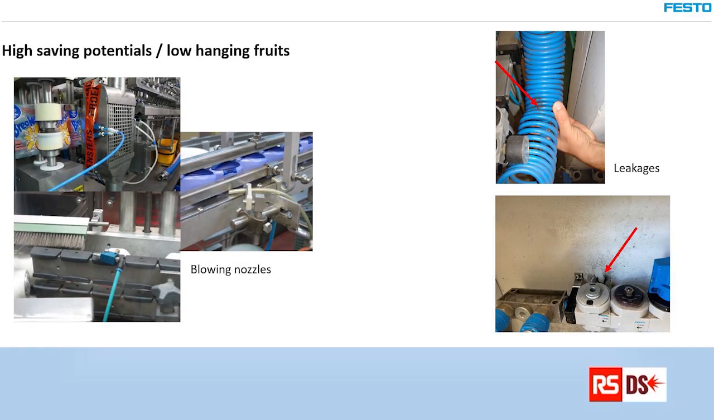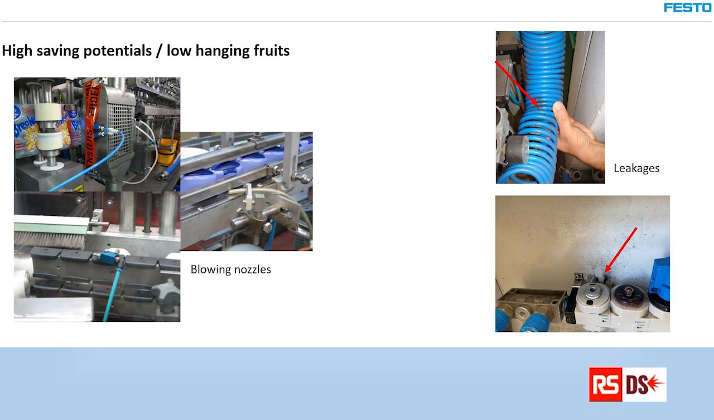Low-hanging fruits in the machines, especially for existing machines, are leakages: broken hoses or loosened connectors, defective valves, and so on. Then we have blowing nozzles to transport, to clean, to dry the parts. Vacuum generators running the whole day, if vacuum is needed or not. Then oversized pneumatic actuators.